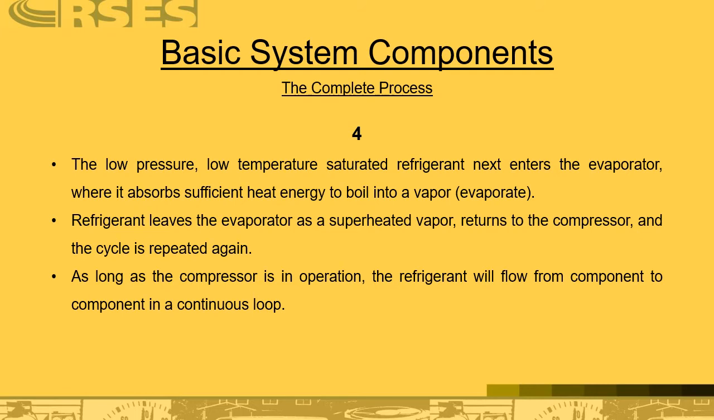The low pressure, low temperature, saturated refrigerant now enters the evaporator coil, where it absorbs a sufficient amount of heat energy to boil into a vapor, or evaporate. The refrigerant leaves the evaporator as a superheated vapor, returns to the compressor, and the cycle is repeated again. As long as the compressor is in operation, the refrigerant will flow from component to component in a continuous loop until satisfied.